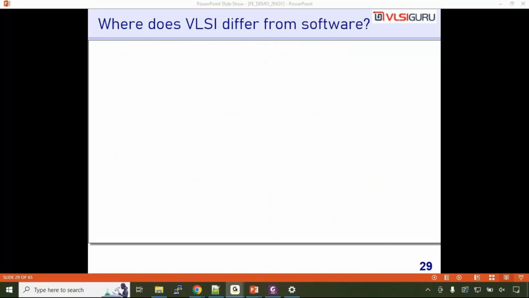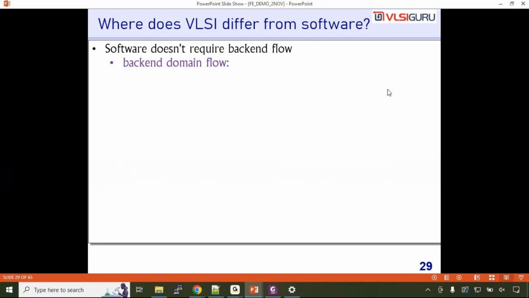So where does VLSI differ from software? I said, okay, VLSI is similar to software. Then where do they differ? Software doesn't require a backend flow. What is meant by backend domain flow?